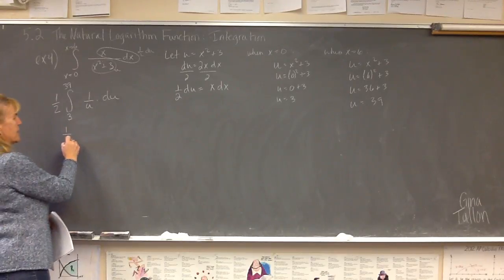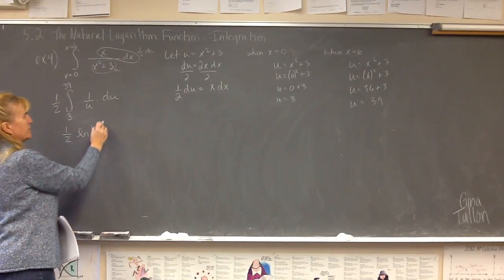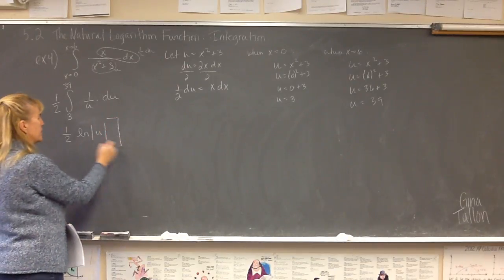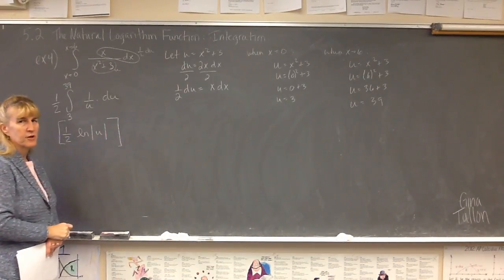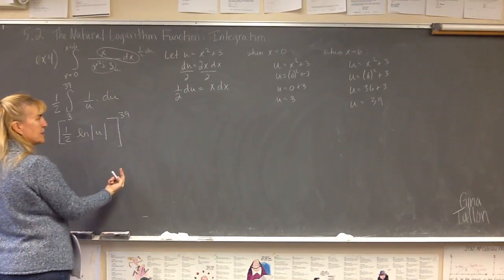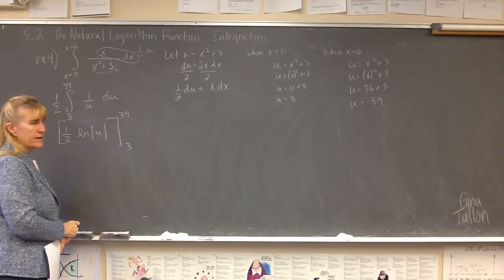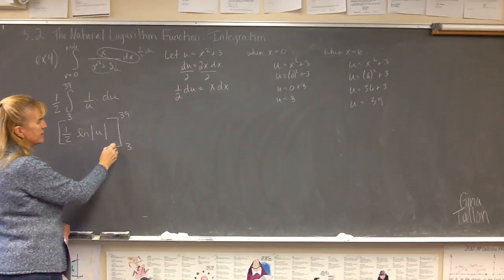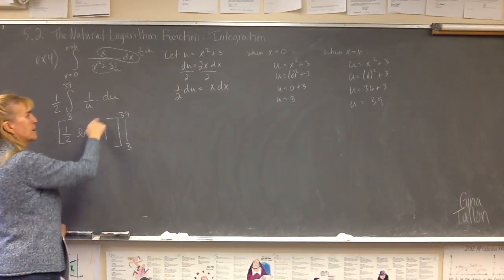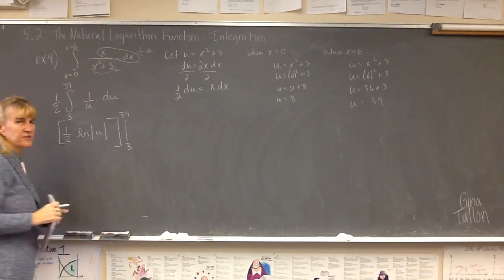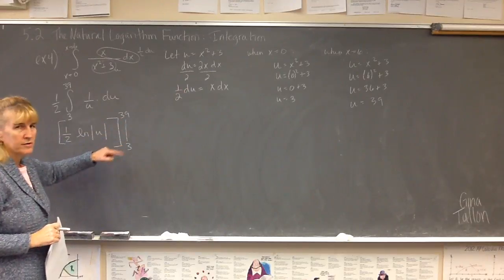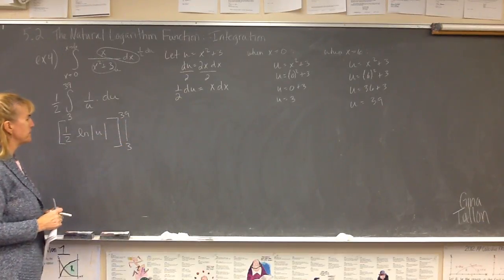This now gives me 1/2 times the natural log of the absolute value of u, and no plus c this time. This time, I'm going to take this 1/2 natural log of u, and I'm going to evaluate it using a 39 as my upper limit and a 3 as my lower limit. And when you have brackets like this, you don't really need to draw this bar up and down. You can draw the bar, but it's traditionally accepted for us to just put our numbers there without the bar, so you can feel welcome to do that.